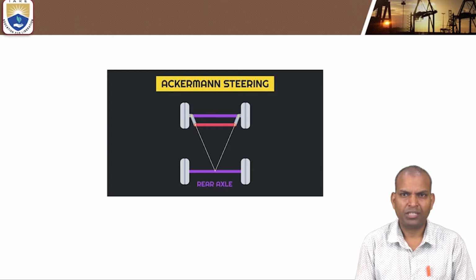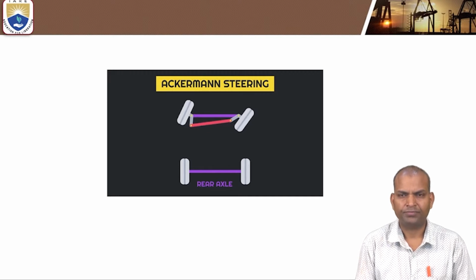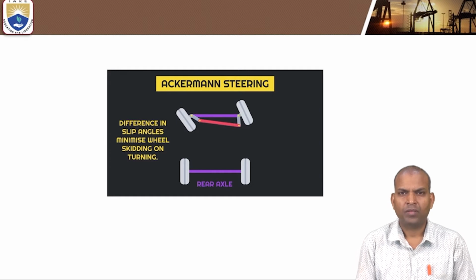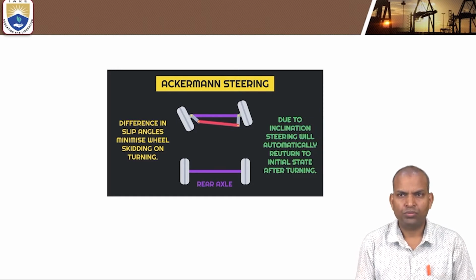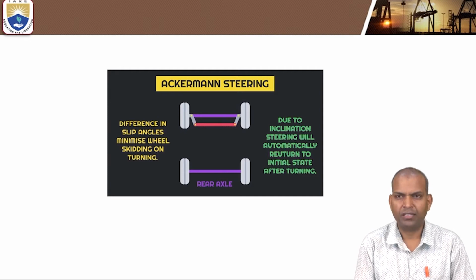How does the Ackerman steering gear mechanism work? This is the rear axle. When you take a right turn, the wheels will be moved in that direction, and when you take a left turn, the wheels will move towards the left direction. Due to the inclination of the steering, it will automatically return to its initial state after turning.